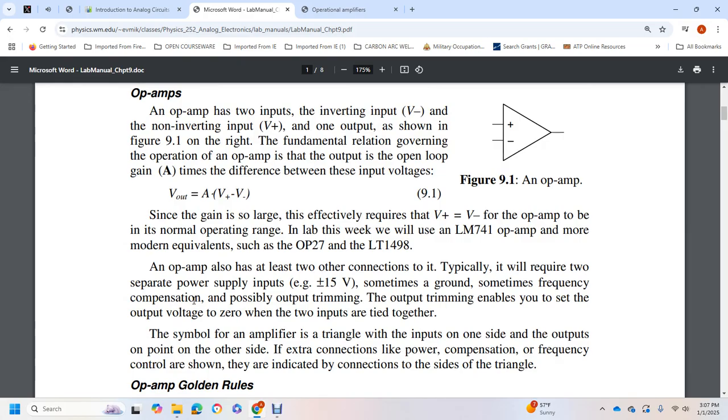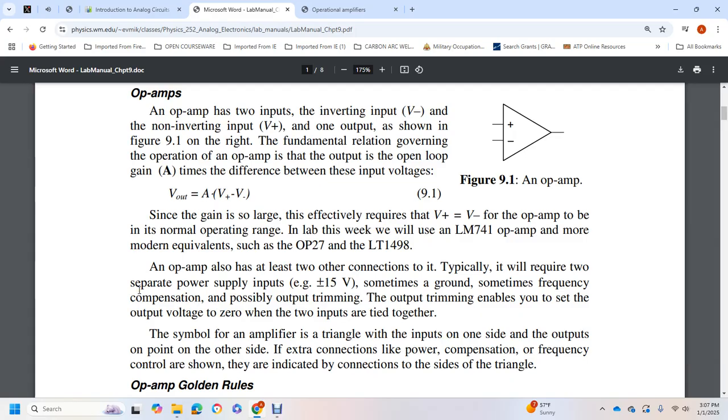The lab this week will use an op amp with at least two other connections too, but they typically require two separate power supply inputs of plus or minus 15 volts, sometimes ground, sometimes frequency compensation, possibly output trimming. Output trimming enables you to set the output voltage to zero with the two inputs tied together.